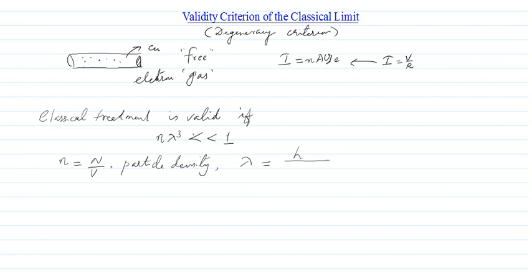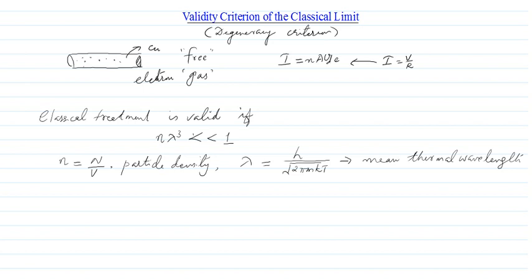While discussing Gibbs paradox, we have seen this quantity lambda. This quantity is equal to h divided by root of 2 pi m kBT, where the symbols have their usual meaning. h is Planck's constant, m is the mass of the particle, k is the Boltzmann constant, and T is the absolute temperature. This lambda is known as the mean thermal wavelength, and it repeatedly appears in the discussion of quantum statistics.